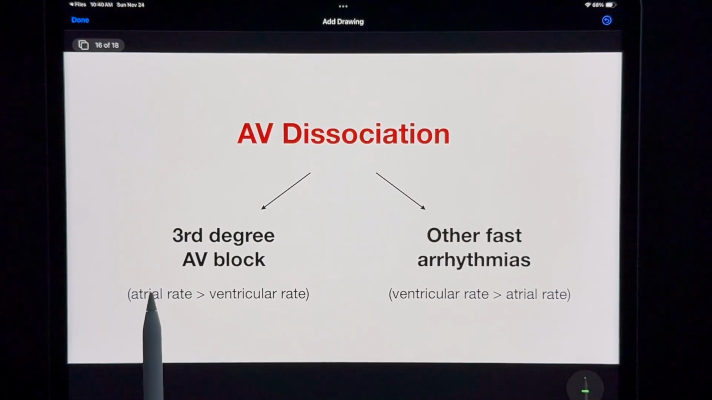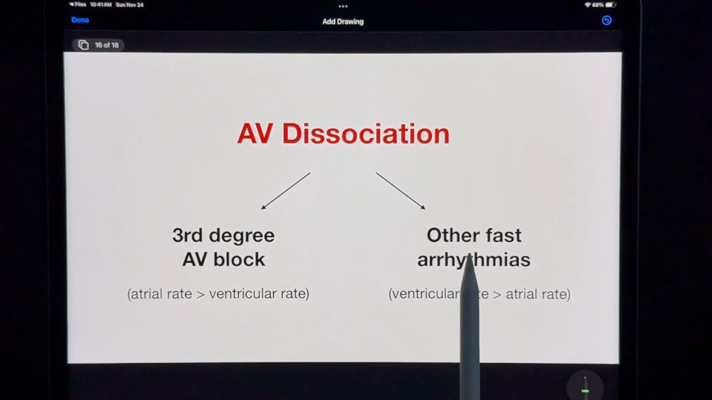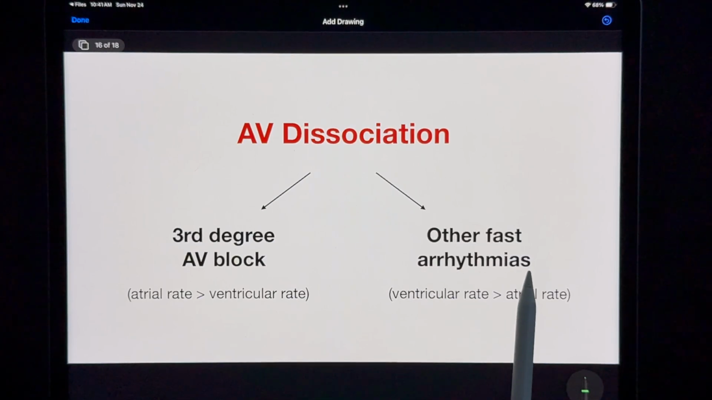Complete heart block, where the atrial rate is faster than the ventricular rate, is not the only cause of AV dissociation. AV dissociation can also occur in relatively fast arrhythmias where the ventricular rate is faster than the atrial rate. That's it. Now get ready for the key takeaways.